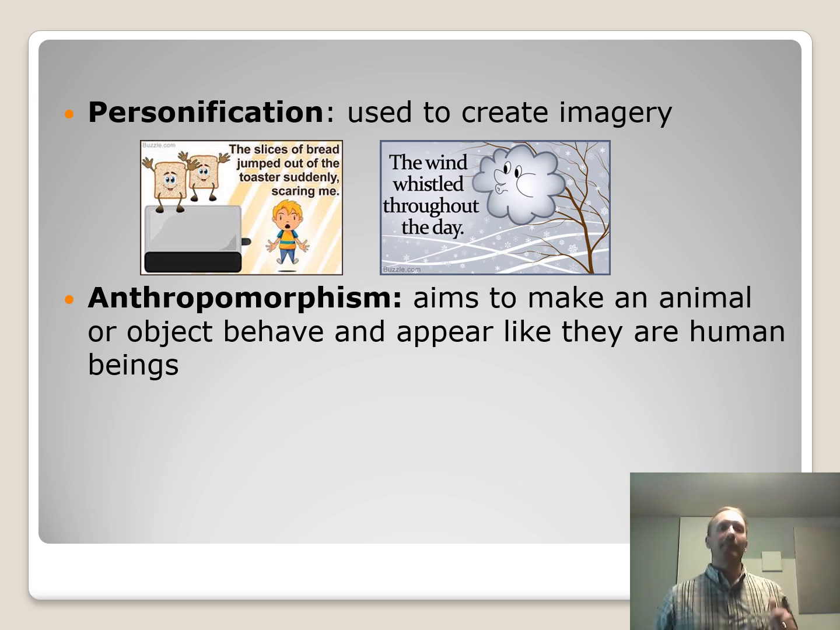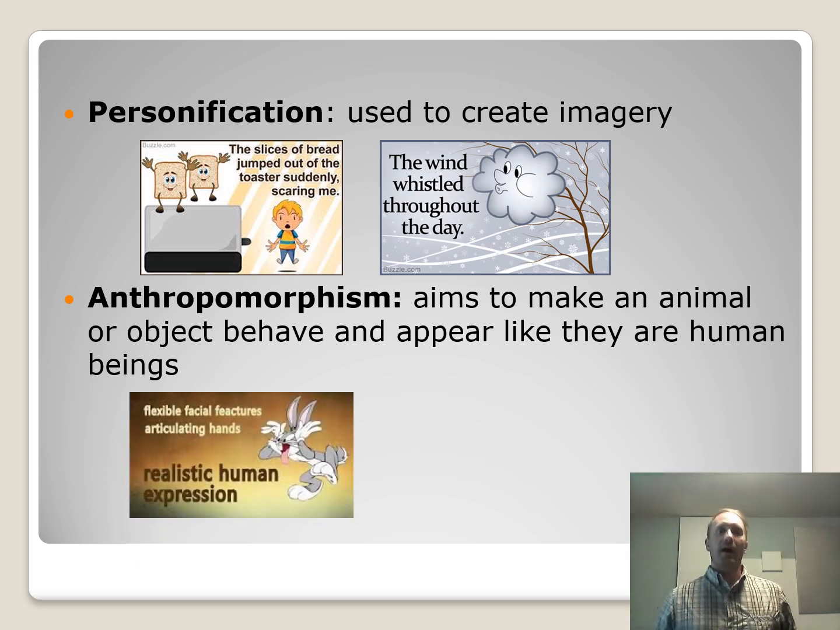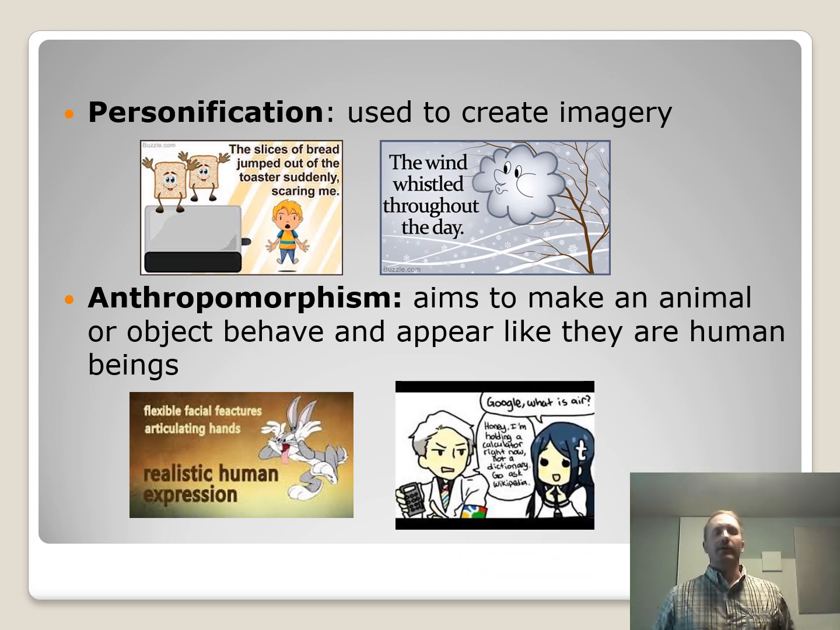Anthropomorphism takes it one step further and really aims to make an animal, an object, a god, a deity, behave and appear like they are human beings. So we see this a lot in cartoons. We see this a lot in mythology, where we're seeing this very realistic human expression and human traits. Here's another little cartoon with Google. So they're used a little bit different. Anthropomorphism really taking it a step further to make something human rather than just giving something human traits or qualities.